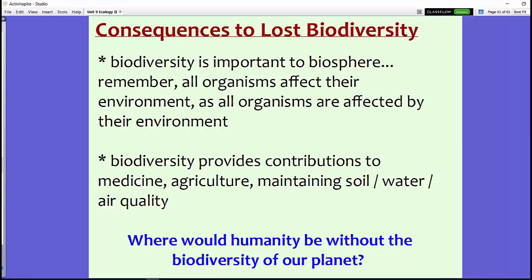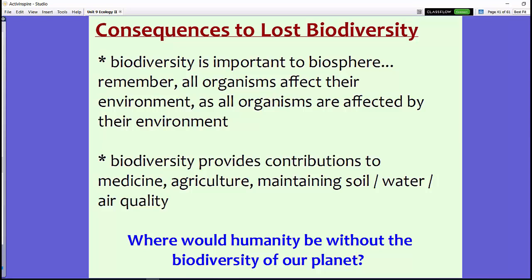So once we start to kind of destroy some of this biodiversity, then we're starting to hurt the other organisms that are affected by those organisms. There's a lot of interconnectedness here. So remember, a lot of the biodiversity we see provides contributions to medicine, agriculture, maintaining proper soil and water quality and air quality for us. So we start cutting this out of our ecosystems, some of this biodiversity. It really is causing a lot of issues.